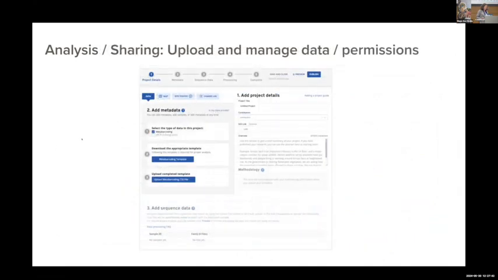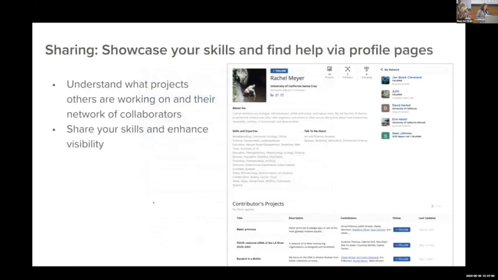And when you are ready to upload your own data for analysis, we tried to make a really easy workflow, asking the bare minimum, giving you a really simple spreadsheet to put in your metadata and then upload your sequence files. And then you can also, of course, because we're trying to facilitate sharing, showcase who you are, talk about your skills and expertise. People can look at your profile, and you could look at others.